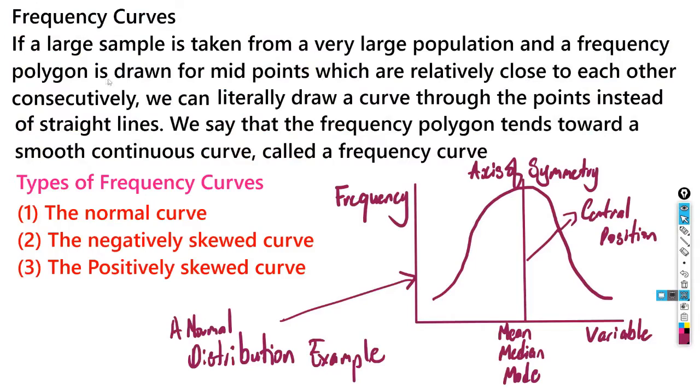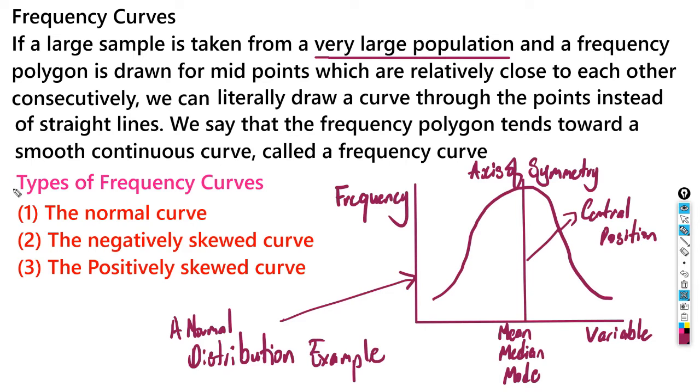Hey guys, what's up? So today we're going to be looking at frequency curves, right? It says if a large sample is taken from a very large population, let's say for example China, India, United States, those are pretty large populations, and a frequency polygon is drawn for midpoints which are relatively close to each other consecutively, we can literally draw a curve through the points instead of straight lines. We say that the frequency polygon tends toward a smooth continuous curve called a frequency curve.